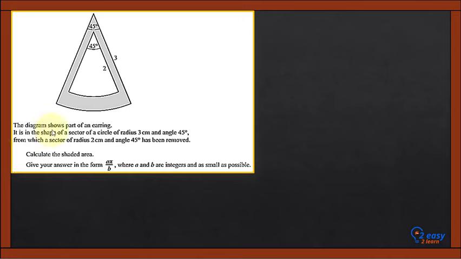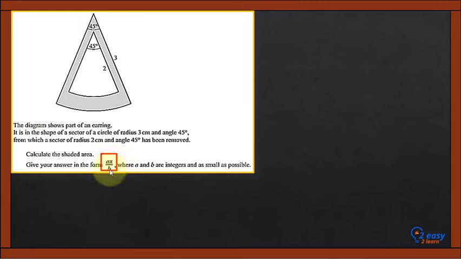read this question. The diagram shows part of an earring. It looks like an earring, but in our geometrical shapes, it's a sector. It is in the shape of a sector of a circle of radius 3 centimeter and angle 45 degree. We already observed, from which a sector of radius 2 centimeter and angle 45 degree has been removed. From this sector, a small sector has been removed, which is looking white. Calculate the shaded area. Give your answer in the form a pi over b.